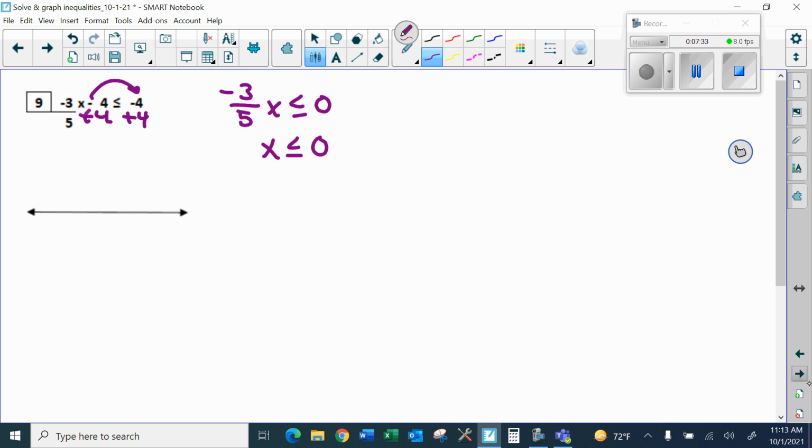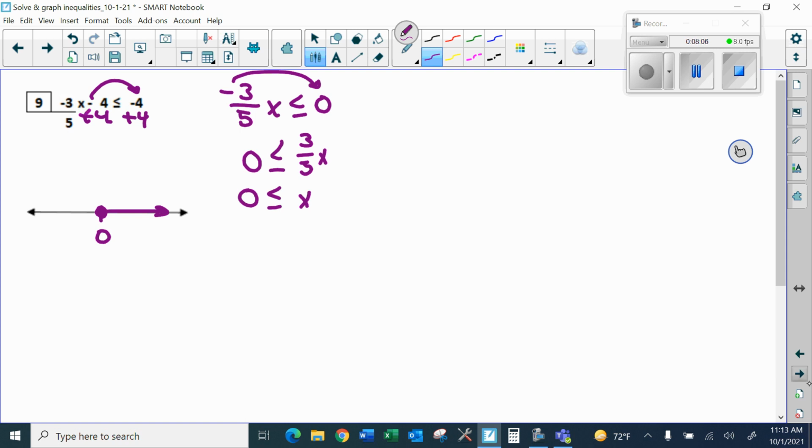Now, here's the problem. I need to, again, make this positive, so I need to move it over there. Zero goes across. Okay, so this is still nothing. Now I divide by 3/5, and I get x is greater than or equal to 0. This is the tricky one. Greater than or equal to, remember, that's closed circle, shaded to the right.